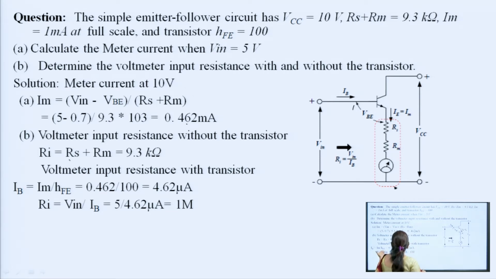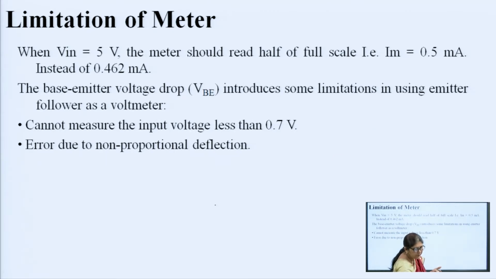When we find the input resistance, Ri is equal to V input by IB, and it is 5 volt divided by 4.62 microampere. So it is about 1 mega ohm. You can see that the input resistance, because of using this transistor, is increased by 100 times. That is the advantage of this transistor, of this electronic meter.